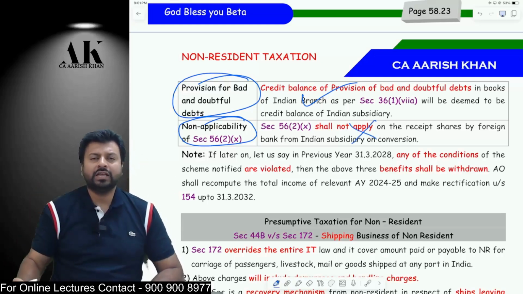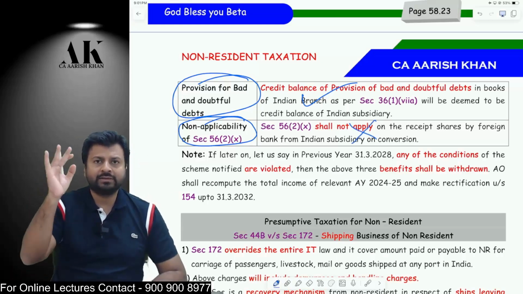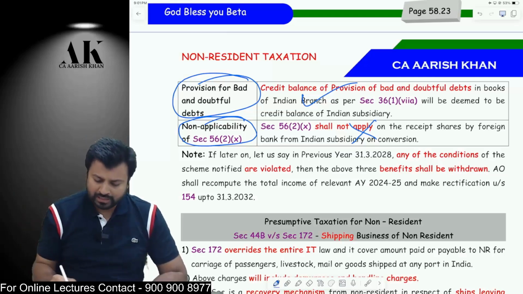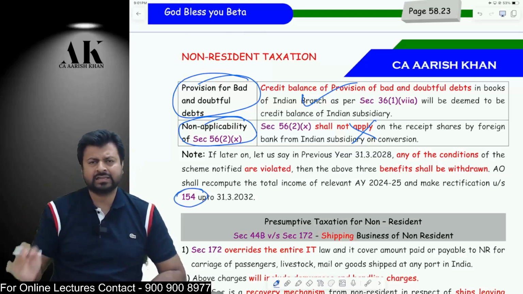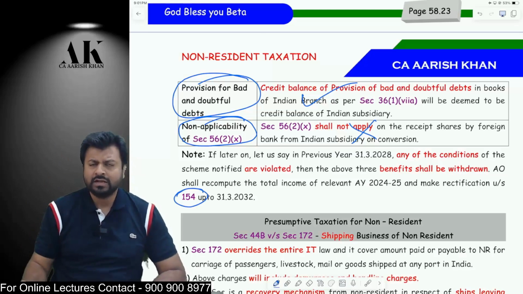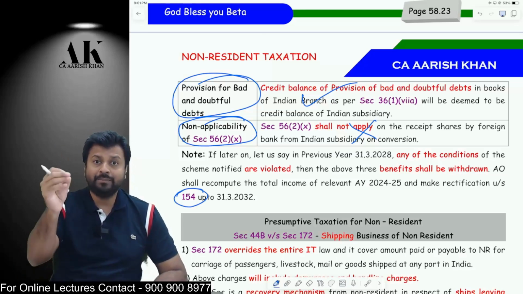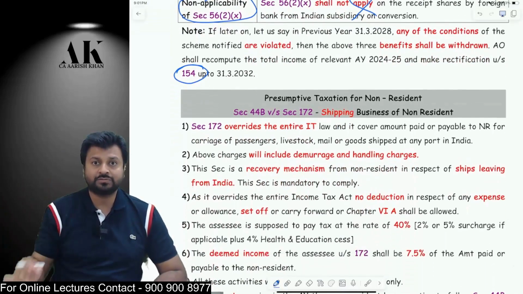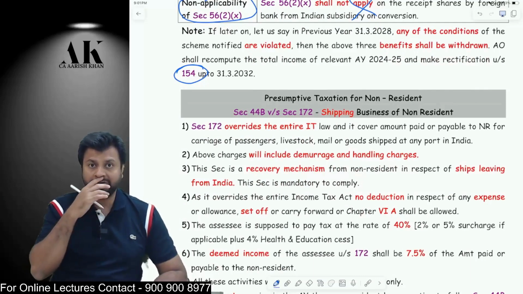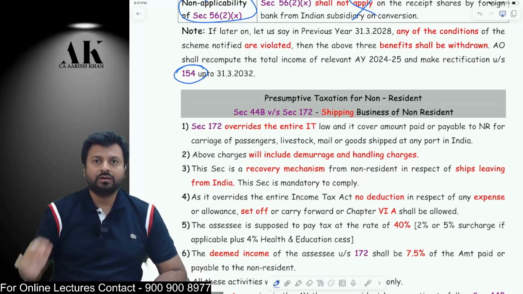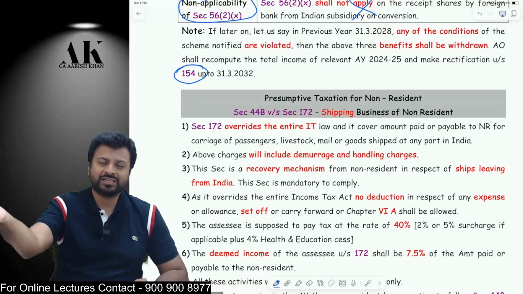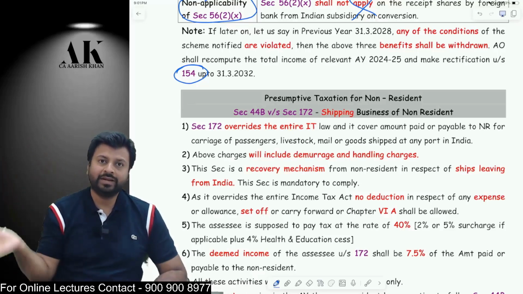Okay. Later on, if you violate any of the conditions, then whatever exemptions, whatever relaxations, whatever benefits are given to you will all be taken from you, and your order will be rectified under section 154 within 4 years from the end of the financial year in which you have made the violation. So you should not make any kind of violation of what is mentioned in this particular notification. You should follow this notification by heart. You should not ignore this notification from any aspect. If you do that, your exemption, deduction and set off of loss, whatever it is, all of them will be disallowed in your hands.